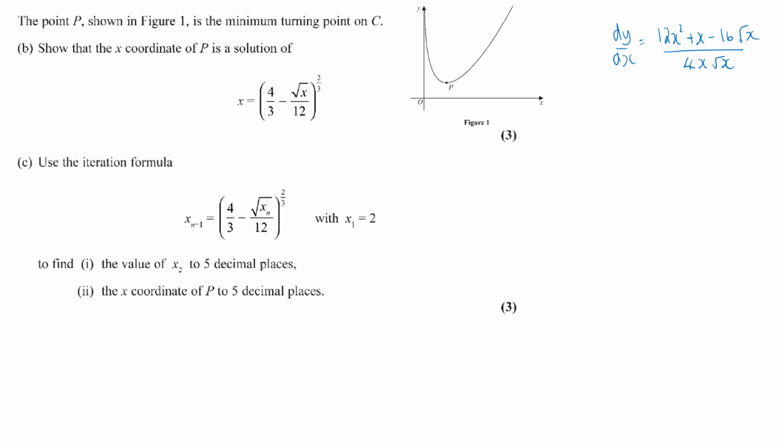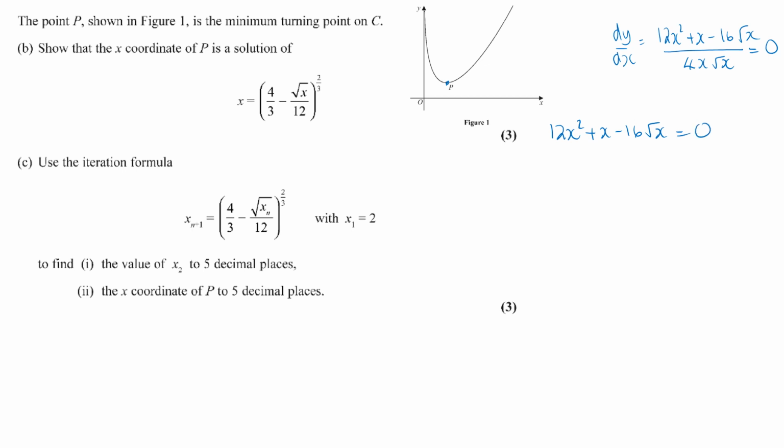Okay, on to part B. We've got figure 1 with P being the minimum point of this curve that we've just differentiated, and we're to show that the x coordinate of the minimum point is given by this thing here. So when we have a minimum point, the differential that we've just found is going to equal 0. That's only going to equal 0 when the numerator is going to equal 0. So 12x squared plus x minus 16 root x is equal to 0.